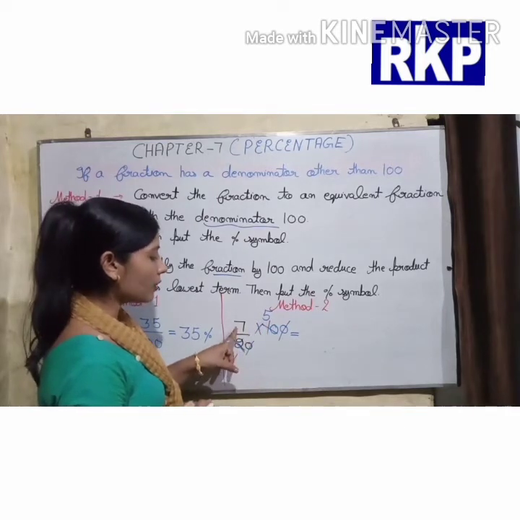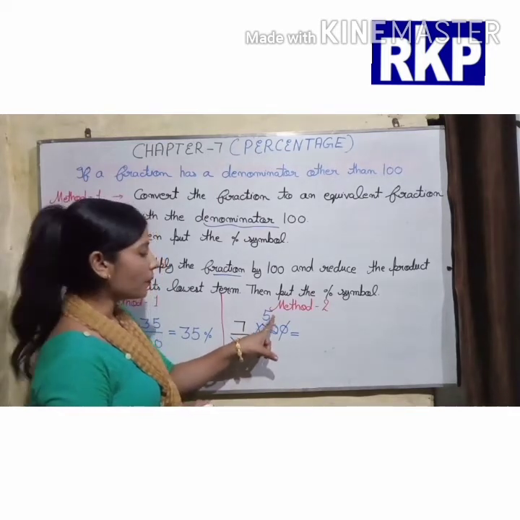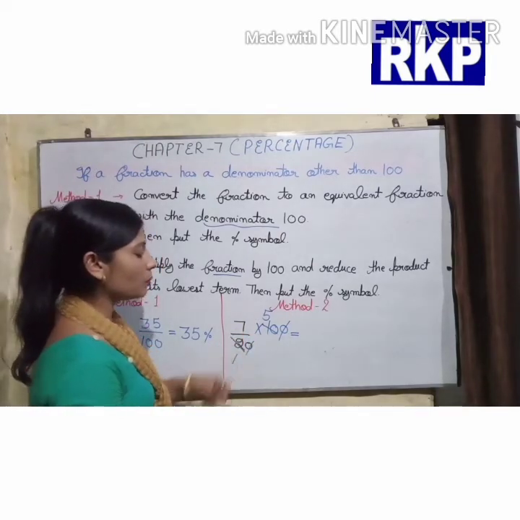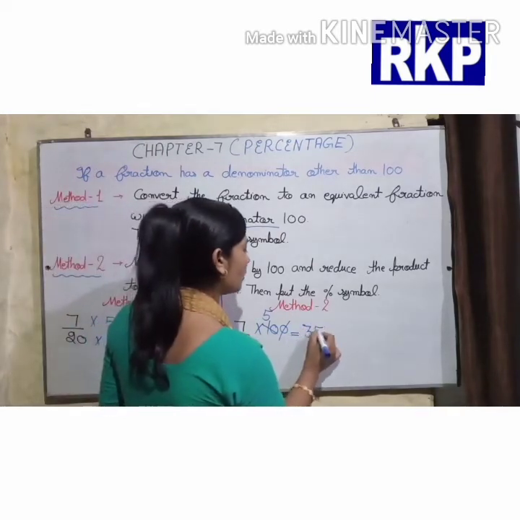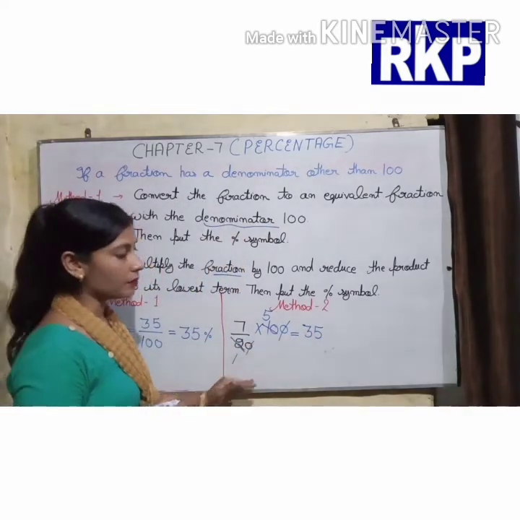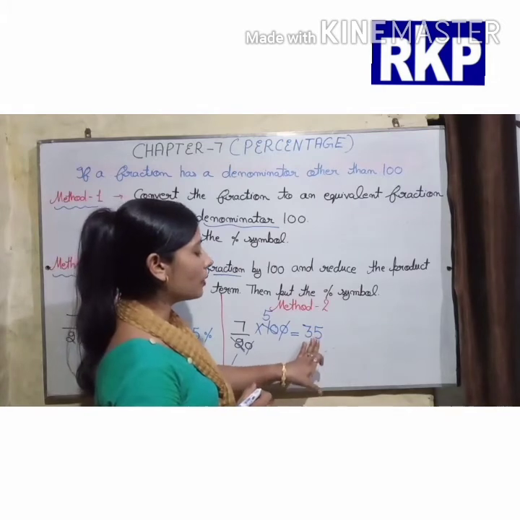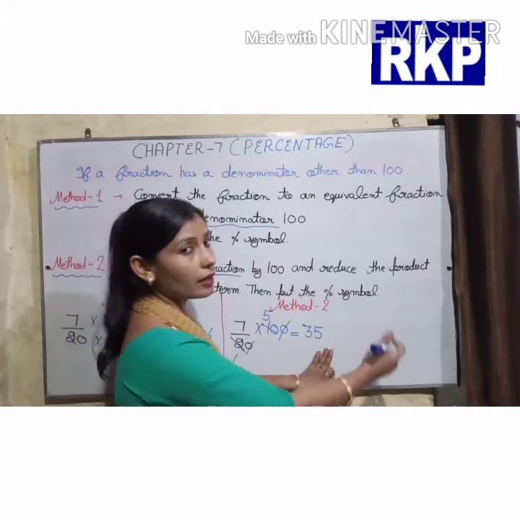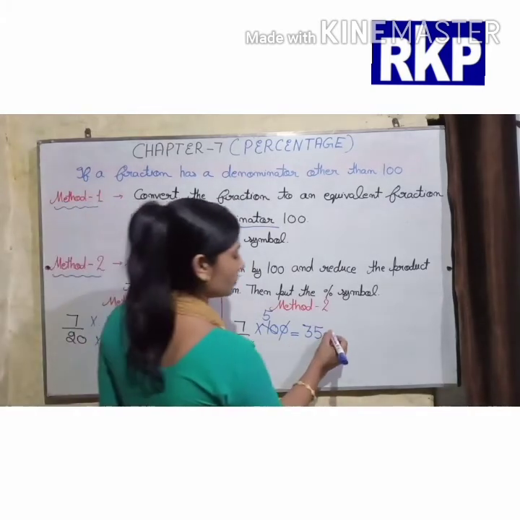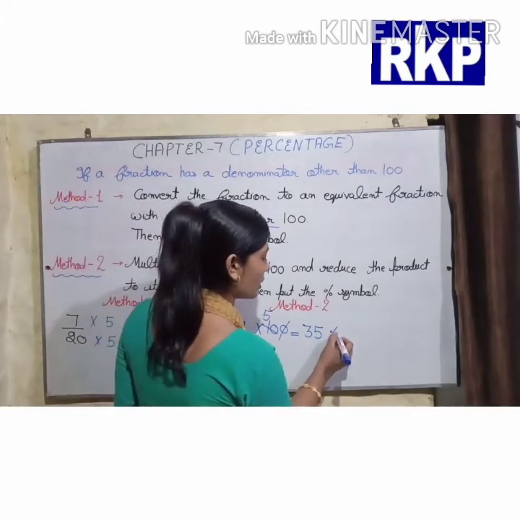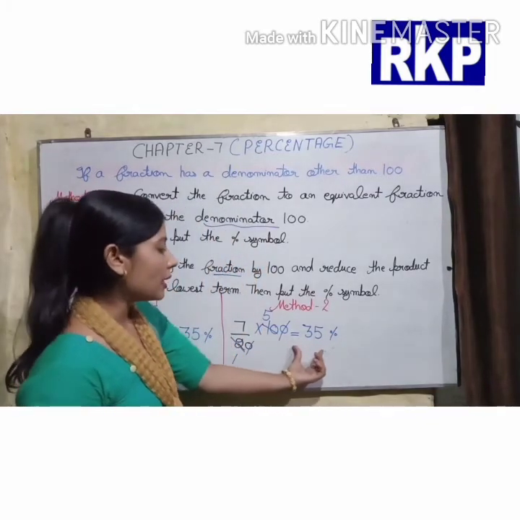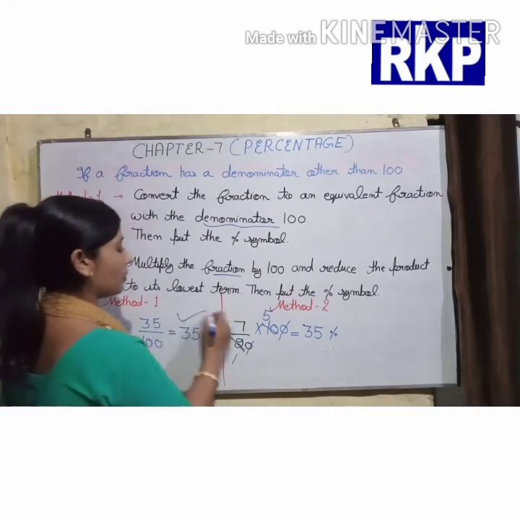Here we have 7 and here we have 5 and both are numerators. So here we have to multiply 7 with 5. 7 fives are 35 and as a denominator we have only 1. So if we write 35 by 1 then also we will get 35. And beta, now we have to put the symbol of percentage along with this answer. So by this method also we will get the same answer.